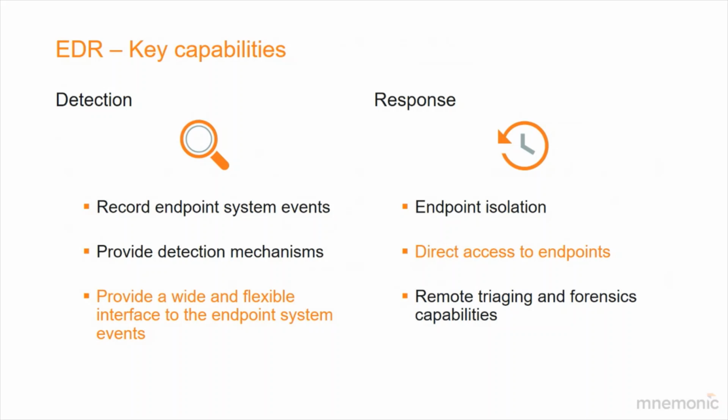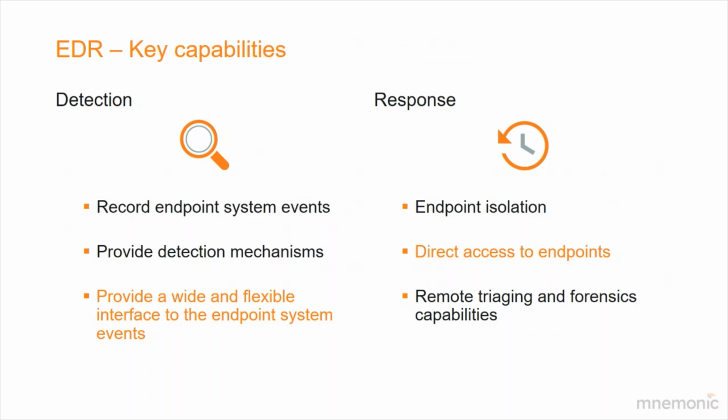On the right-hand side, we've got response capabilities. Already mentioned is the isolation capability, being able to isolate the endpoint, typically through the network. You'll still retain contact with the EDR platform, so that you can still perform action and analysis. You may also lift the isolation in case you determine that it was just a false positive. So that's taken care of.